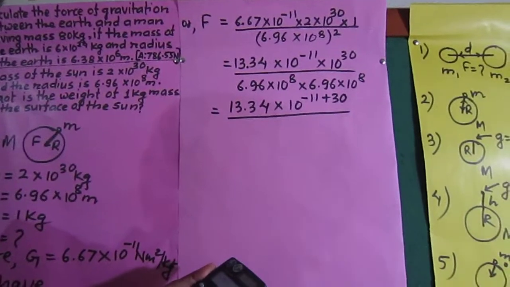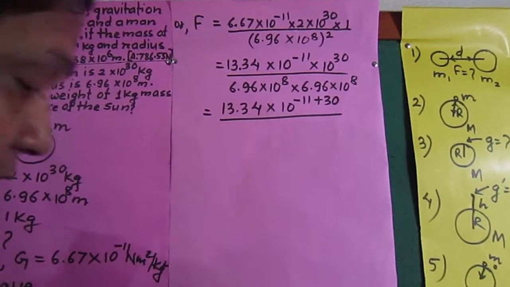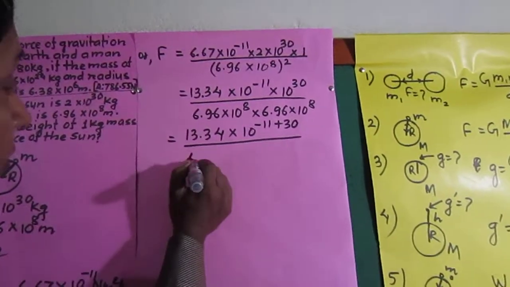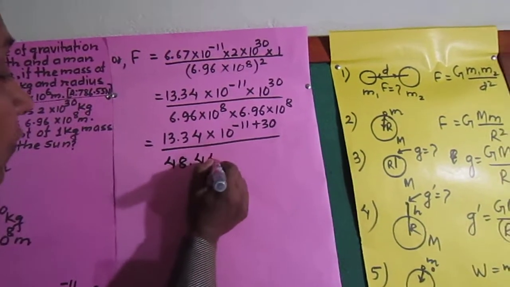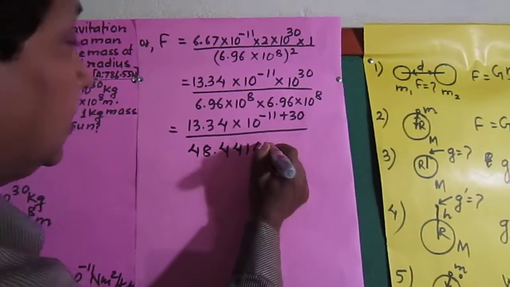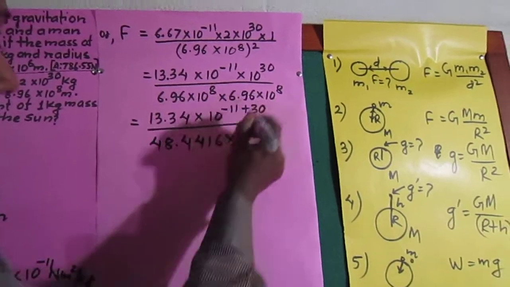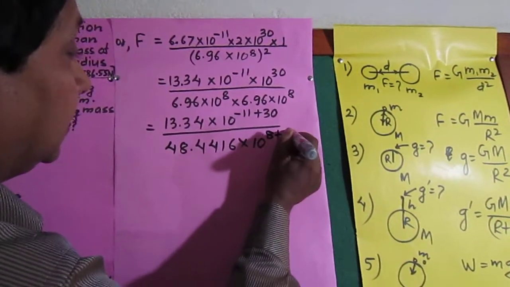Now divided by, 6.96 into 6.96, I am going to multiply this. 6.96 into 6.96 is equal to 48.4416 into 10 to the power 8, 10 to the power 8. It means same base, we can add the powers, 8 plus 8.